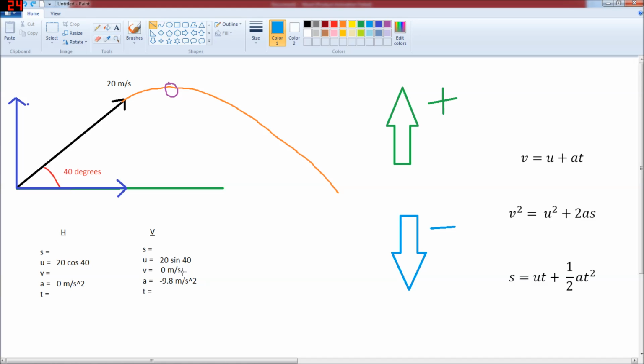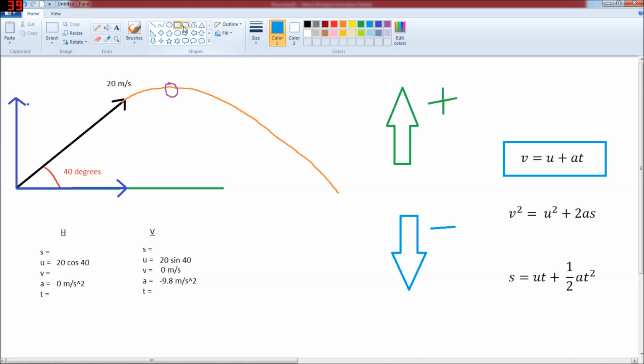I've got u, I've got v, and I've got a. So if I look across at my equations, I should be able to see, and I think it's going to be this equation here, v equals u plus at, that I can rearrange that, t equals v minus u over a, and I can solve for t. So can we be bothered doing that? No, I don't think I can actually.